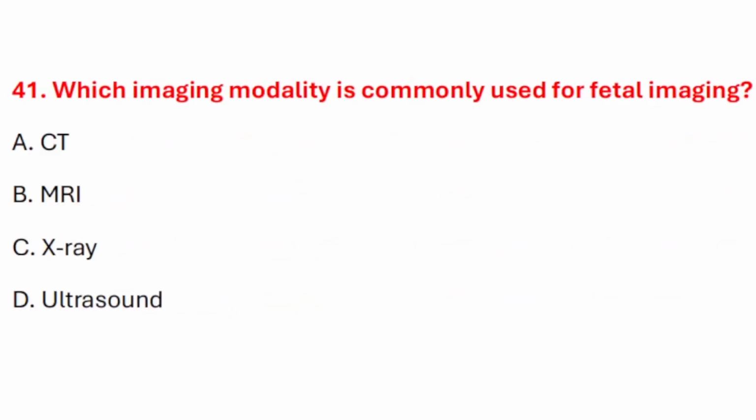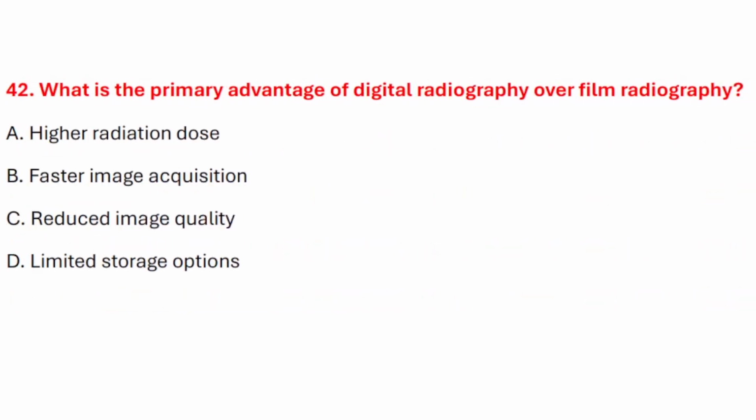Question number 41. Which imaging modality is commonly used for fetal imaging? Correct answer is option D, ultrasound. Question number 42. What is the primary advantage of digital radiography over film radiography? Correct answer is option B, faster image acquisition.